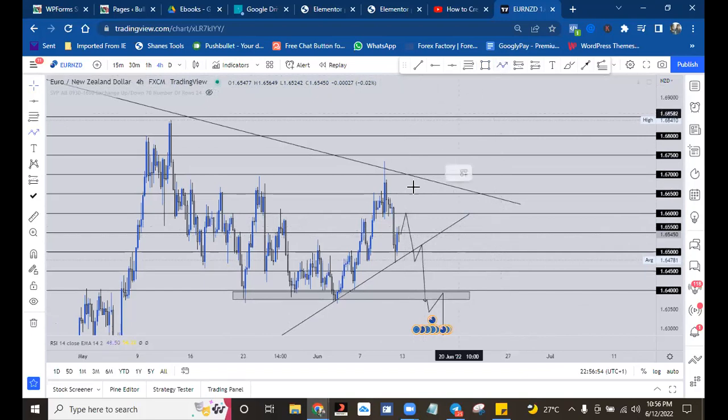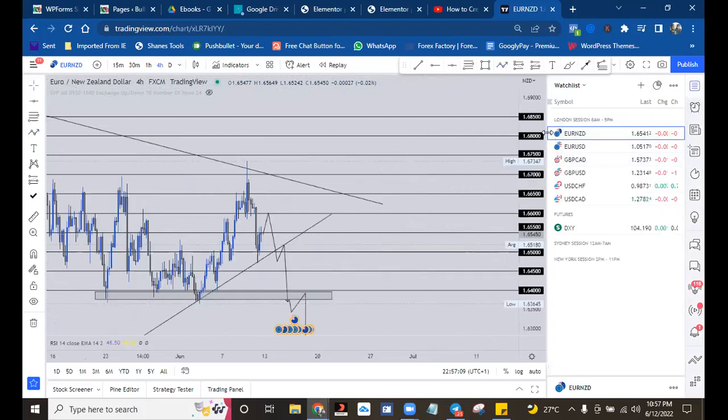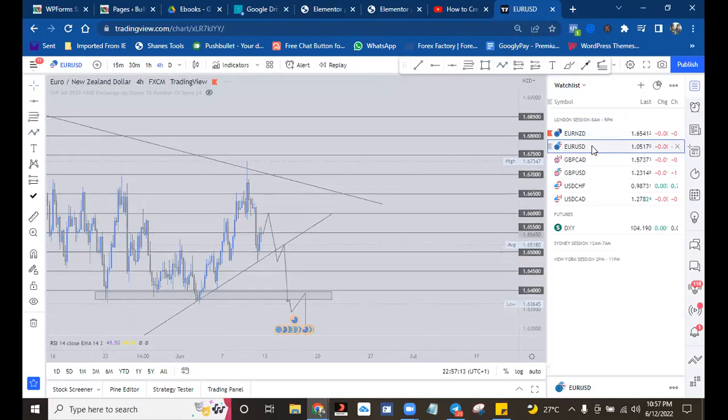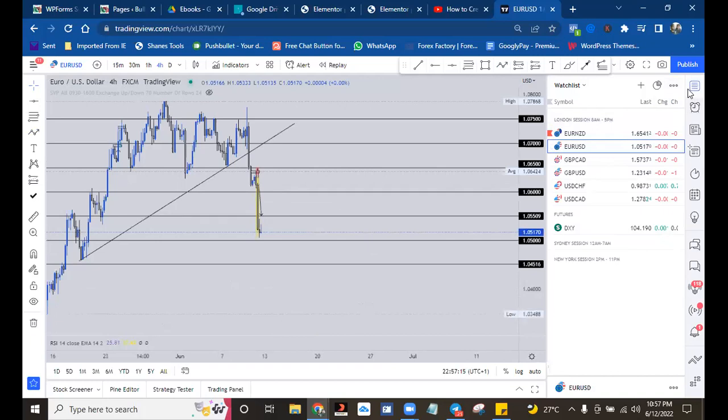All right, if it breaks out and continues breaking, then I should look for my sell anywhere from here to the downside. So that's that for New Zealand and Euro. I'll just mark this as red, analyzed, and then I'll go straight to Euro USD.